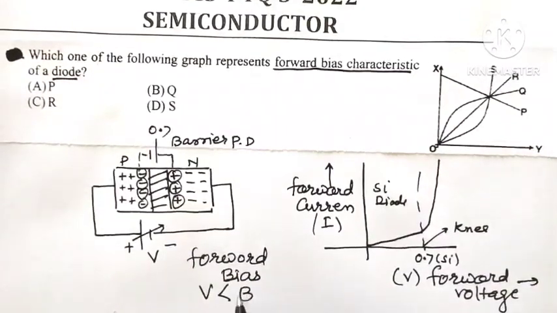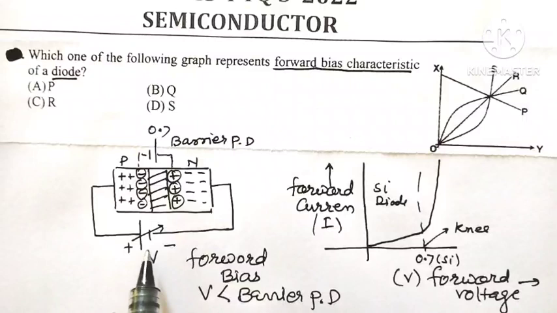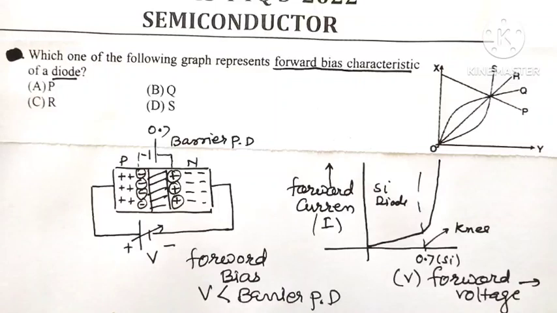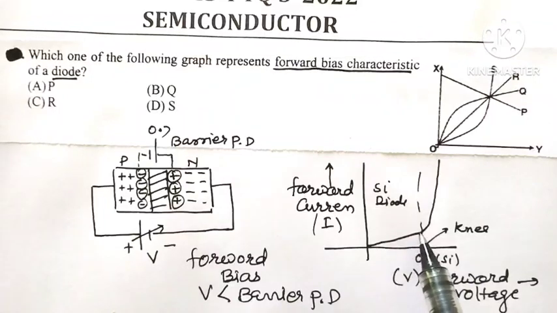than the barrier potential of the junction diode, so long as the potential applied by a battery is less than the barrier potential difference, then no current will flow through the PN junction diode. So here no current is flowing through the PN junction diode.